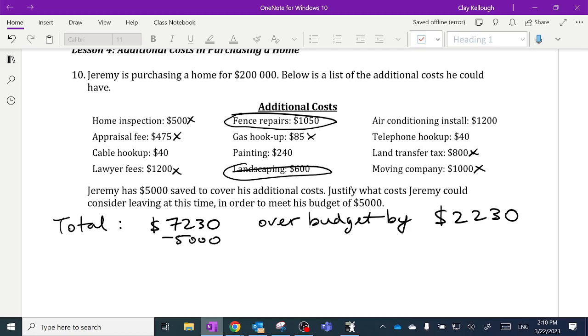Let's put off landscaping. I had some people going, I can go without a phone and I can go without cable. Yeah, but those are $80 together. They're not making much of a difference. I got to cut something else big. These two together don't add up to that. I need something else big. Okay, painting could wait, but that's again not big. I think I'm going to have to wait on air conditioning. I'm just going to have to suffer through a summer or two.